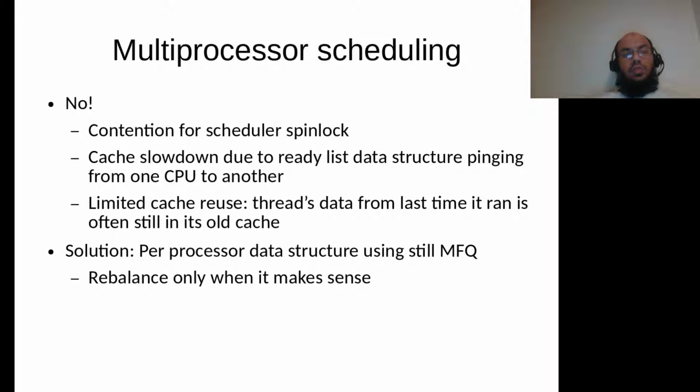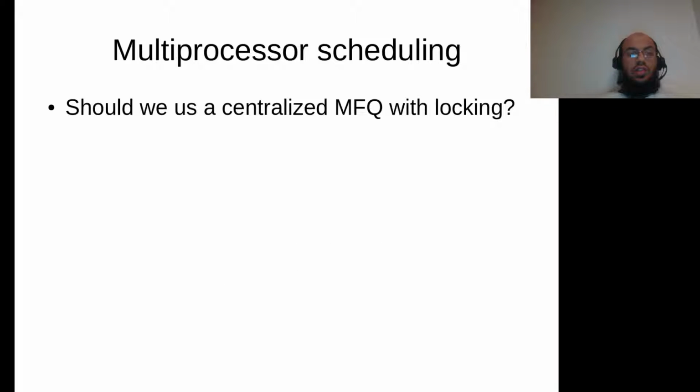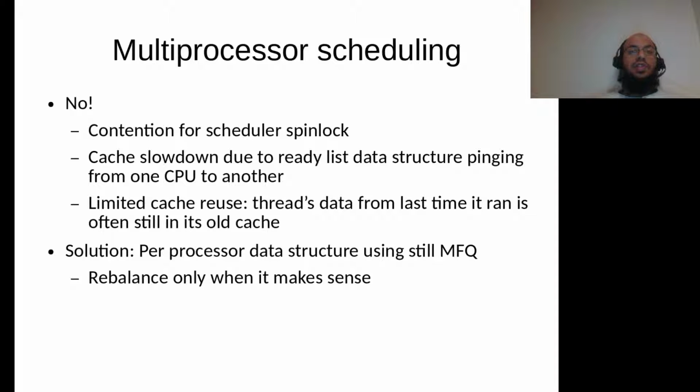No. The reason is that you will end up with contention for the scheduler's spin lock. With an increased number of processors, MFQ will have contention on the scheduler spin lock because all of them will need to call the scheduler. You will also have cache slowdown. This is for a centralized MFQ, so you have a single scheduler queue and everybody is trying to access it. There will be cache slowdowns because the ready list data structure will be pinging from one CPU to another, and also values pinging from one CPU to another. There will be very limited cache reuse, so caching will be hurt significantly.